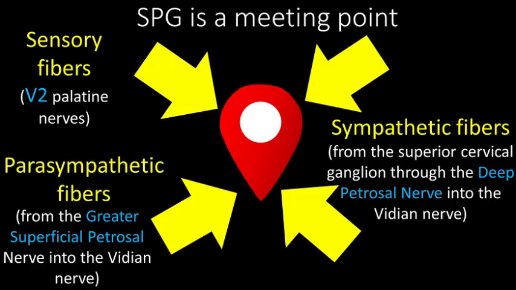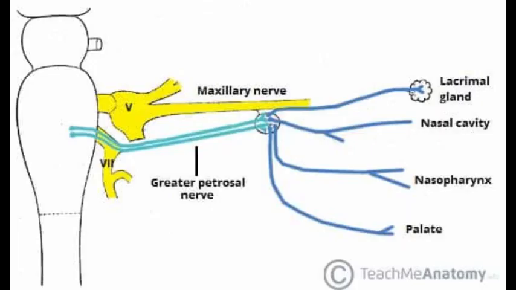Now, the sphenopalatine ganglion is associated with the branches of the trigeminal nerve and the facial nerve, and it supplies the lacrimal gland, the paranasal sinus, the glands of the mucosa of the nasal cavity and pharynx, the gingiva, and the mucous membrane and glands of the hard palate.